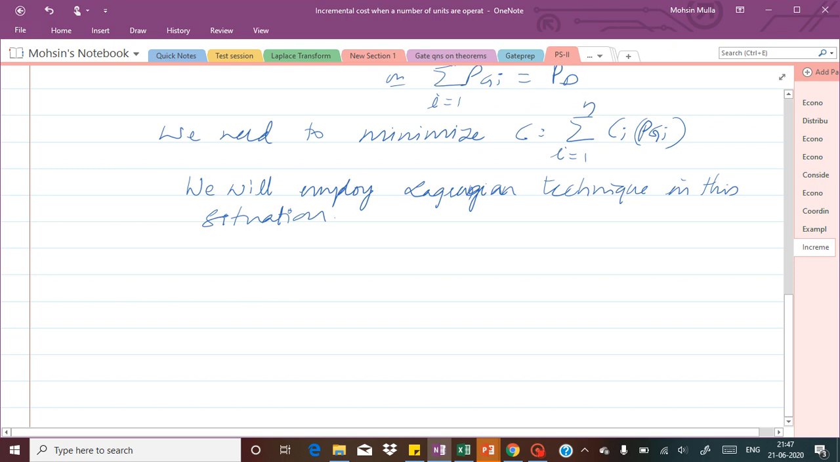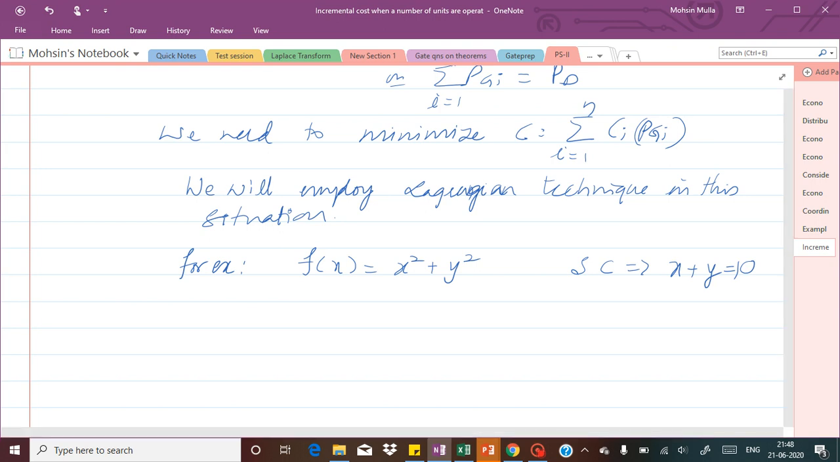Suppose there is a function f of x, for example, let us try to understand. F of x is a function given as x square plus y square, and there is a condition that we have to satisfy: x plus y is equal to, say, 10. We need to satisfy this condition as well as this function. So now we have to try to get a new function in terms of the Lagrangian function.